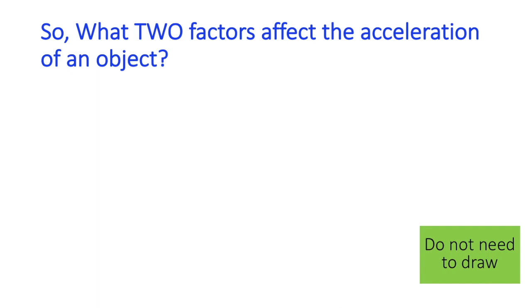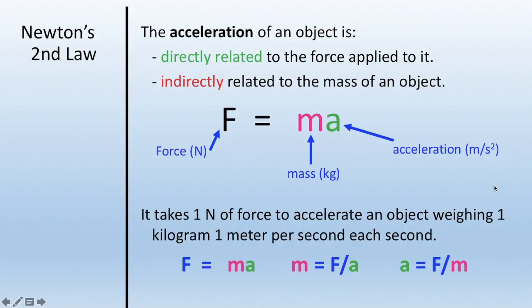So what are the two factors that we have discussed that can affect acceleration of an object? It is the mass and the force. So if we change the mass and the force, we can change the acceleration of an object. We know that the second law states that the acceleration of an object is directly related to the force that is applied to it and indirectly related to the mass of an object. And this is mathematically displayed in this equation. F equals ma, where F is force, measured in newtons, m is mass, measured in kilograms, and a is acceleration, measured in meters per second squared.